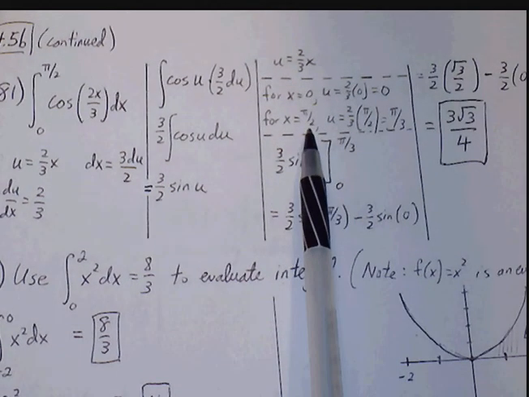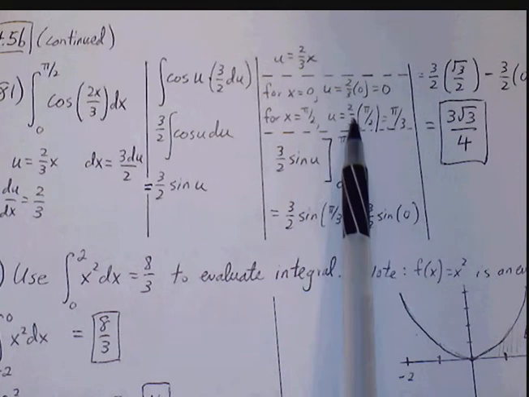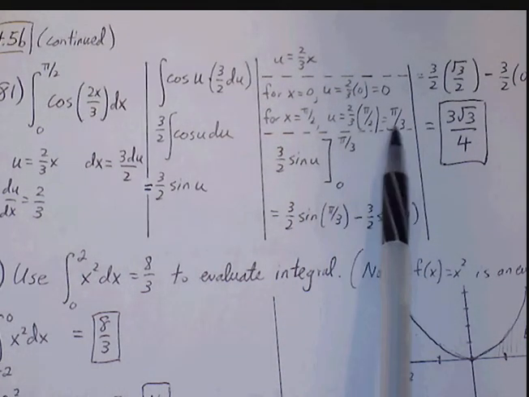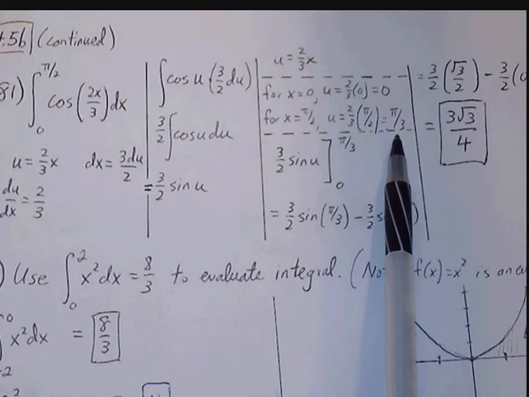Okay. The upper bound is initially pi over 2. Plug pi over 2 in for x. So we get 2/3 times pi over 2, which is pi over 3. Our old upper bound is pi over 2, and now our new upper bound is pi over 3.